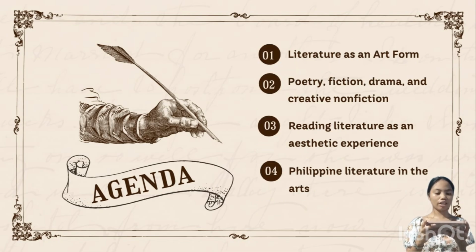So our agenda today, we have four agenda. 1. Literature as an art form. 2. Poetry, fiction, drama, and creative non-fiction. 3. Reading literature as an aesthetic experience. 4. Philippine literature in the arts.